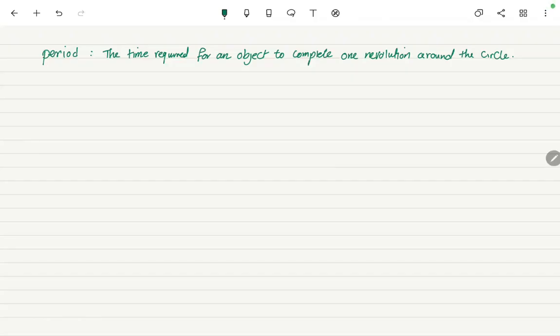Based on the previous models, the period, identified as capital T, is equal to the length of the path, the circumference of the circular path, 2 pi r, divided by v, and it is measured in seconds.